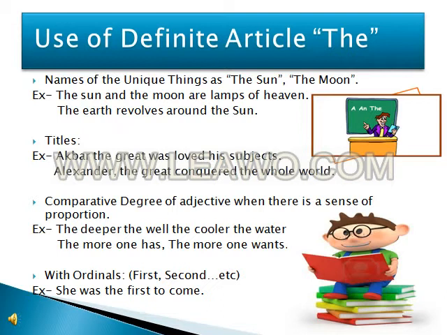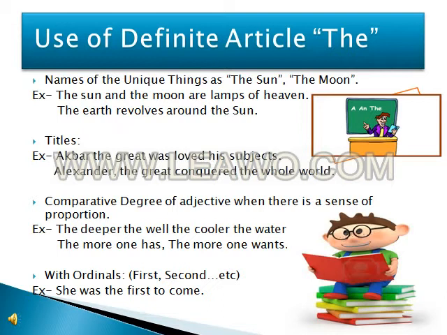And next, comparative degree of adjective when there is a sense of proportion. In the case of proportion, we use the. Example: the deeper the well, the cooler the water. Means here is a proportion. The deeper in proportion with the cooler, and the well in proportion with the water. The deeper the well, the cooler the water. If we miss even one the from the sentence, it will go wrong. So we cannot remove even one the from this sentence, because if we do this, we will break the combination of ratio and proportion.